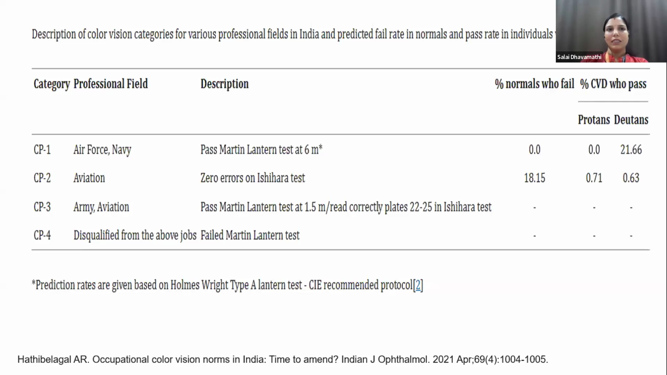And this is from a recent published article, showing the categories required for different occupations and what color test is required. For each color vision test, there is a procedure, interpretation, and instructions given. So when you're performing the color vision test, please read all the instructions carefully and then go ahead and perform the test. I think these are the things I would like to cover based on the presentation. Whichever she missed, I think I have covered. Any other questions you can ask?